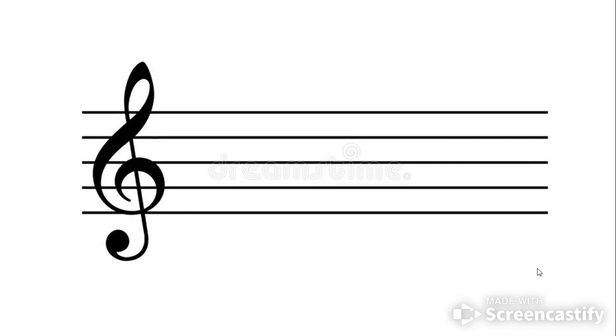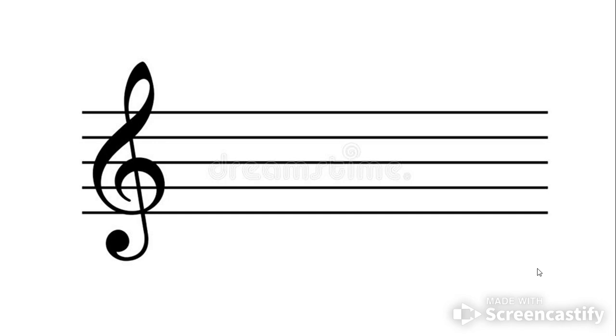Now, you're wondering probably, what do the spaces mean? Why do you need to separate the spaces and the lines? Well, you separate them so that you can help naming the notes. Each space and each line has a specific letter that goes with it, and that's how we learn how to read notes.